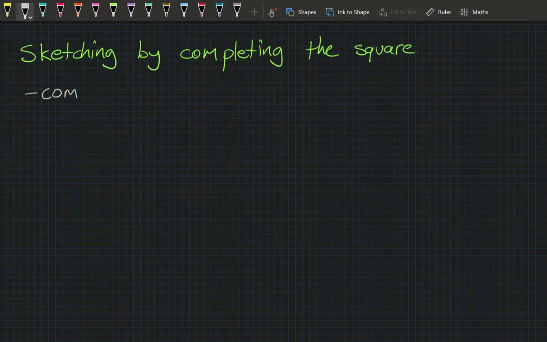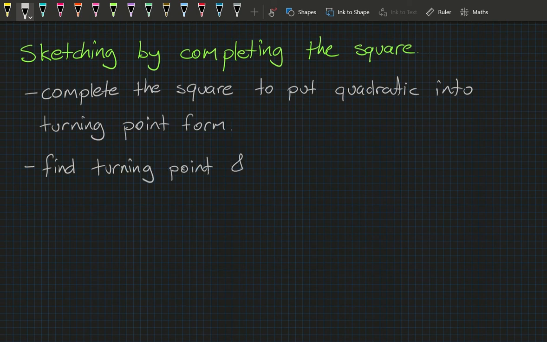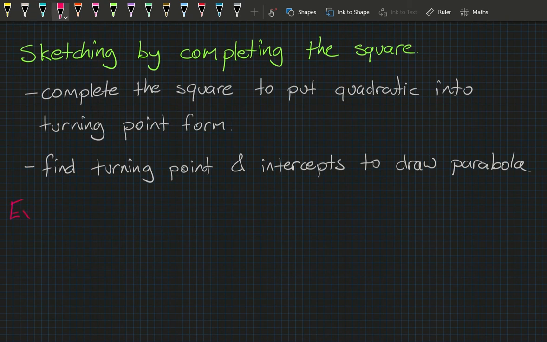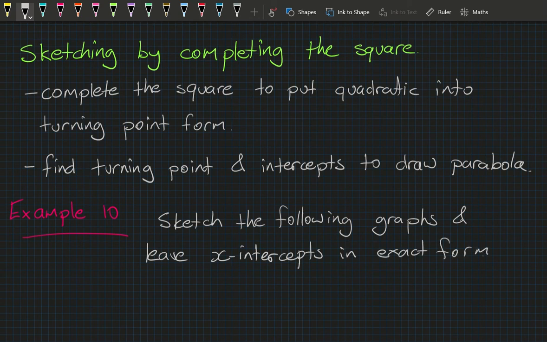When we complete the square, we're going to automatically put our quadratic into the turning point form. Then we can use the techniques that we've already mastered to find the turning point and intercepts to draw the parabola. Okay, so let's put this into action by jumping straight into example 10. Where we're going to sketch the following graphs and leave x-intercepts in the exact form. And by exact, that means leave the surds as surds.